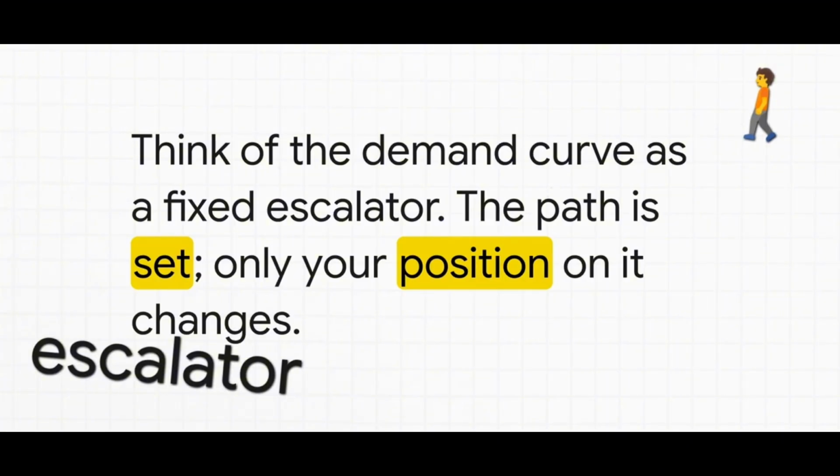That's it. Nothing else. A great way to picture this is to think of the demand curve as an escalator. The escalator's path is totally fixed, right? It's not moving to a new part of the building. A price change just means you're taking a step up or a step down on that very same escalator.